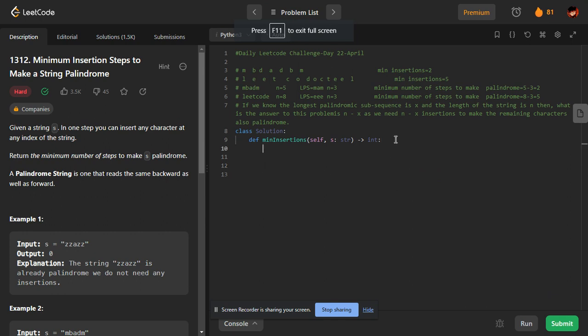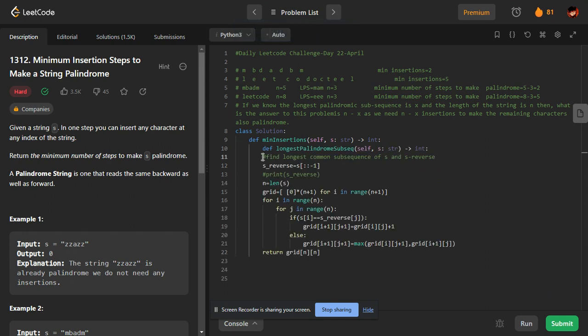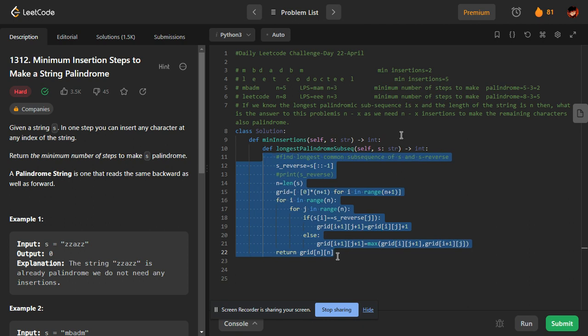I've just copied that code, and I'm pasting it here. So this is my code, which I have copied and pasted. This code will give me the longest palindromic subsequence length. Now see, the return type is an integer. That means it will give me the length.